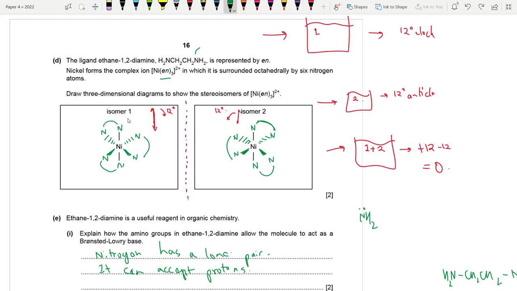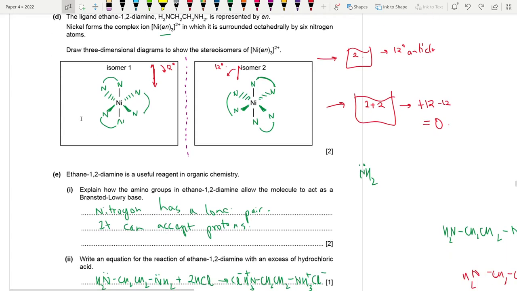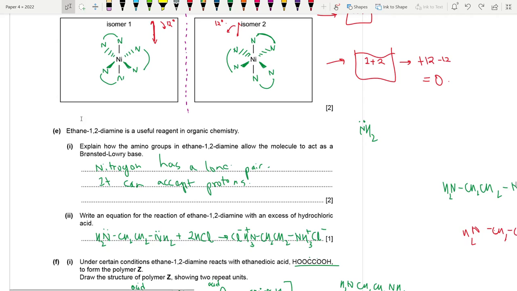It's okay. So explain why the amino groups in ethane-1,2-diamine allow the molecule to act as a Bronsted base. A Bronsted base is a proton acceptor. So why is it able to do it? Because nitrogen has a lone pair, so it can accept protons. It can form dative covalent bonds.